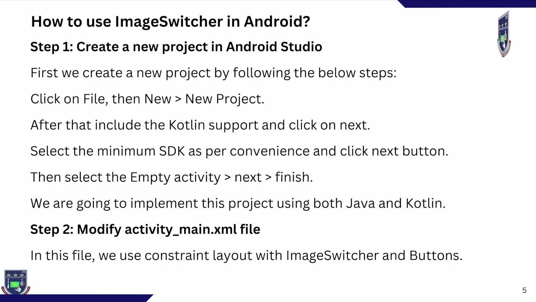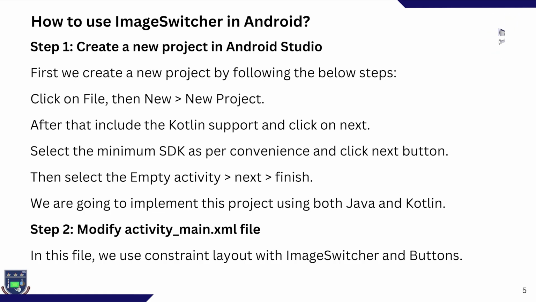The first step is creating a new project in Android Studio. So, here are the steps to follow. First, click on File, then select the New option, then select New Project as usual. Second, enable the Kotlin support by checking the option and click the Next button. Here we are using Kotlin code for programming, so we have to select Kotlin as the language.